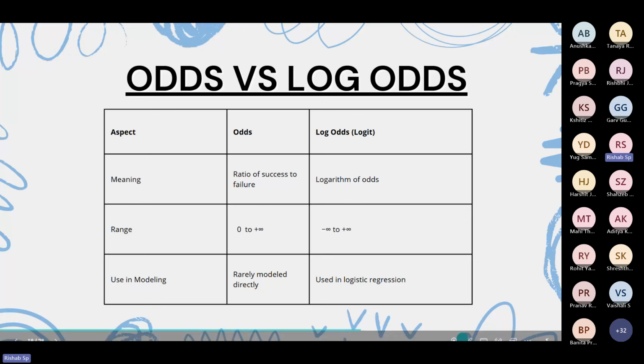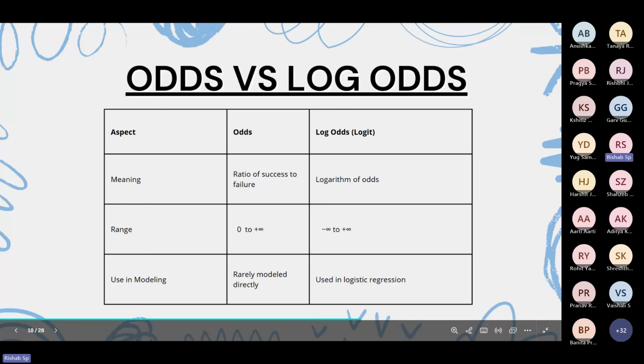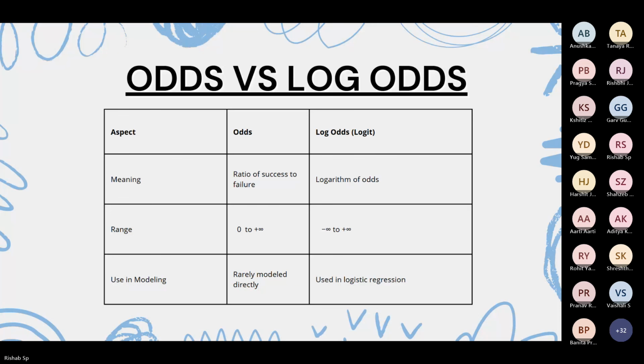Can you please explain the range, 0 to positive infinity and negative infinity to positive infinity? Yeah, range basically means the answer you will be getting will be from 0 to positive infinity. The two values are positive, right? So you will be getting a positive value. For odds, the answer will be from 0 to positive infinity. From 0, the values can be anything. For log odds, it can be negative infinity to positive infinity.